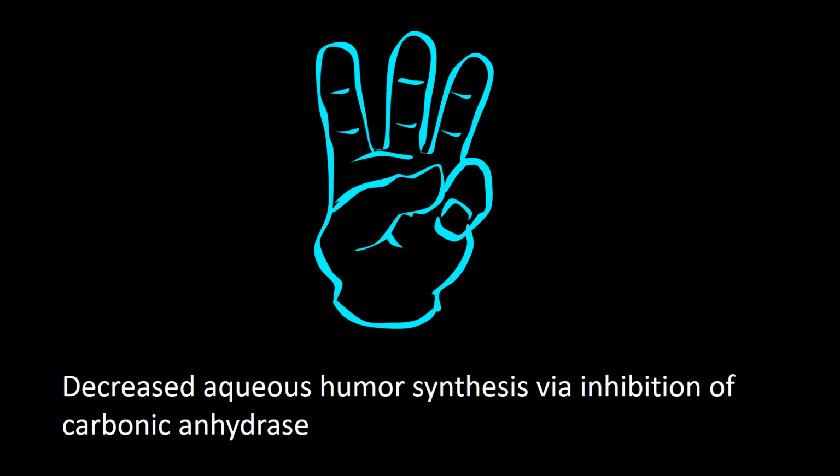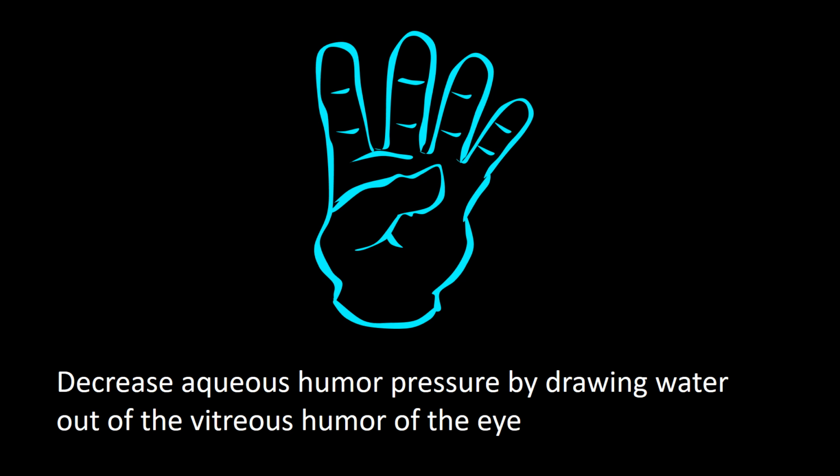The third mechanism is decreasing aqueous humor synthesis via inhibition of carbonic anhydrase. This is accomplished with the oral use of acetazolamide. The fourth mechanism is decreasing intraocular pressure by drawing water out of the vitreous humor of the eye. This is the mechanism of action of mannitol.